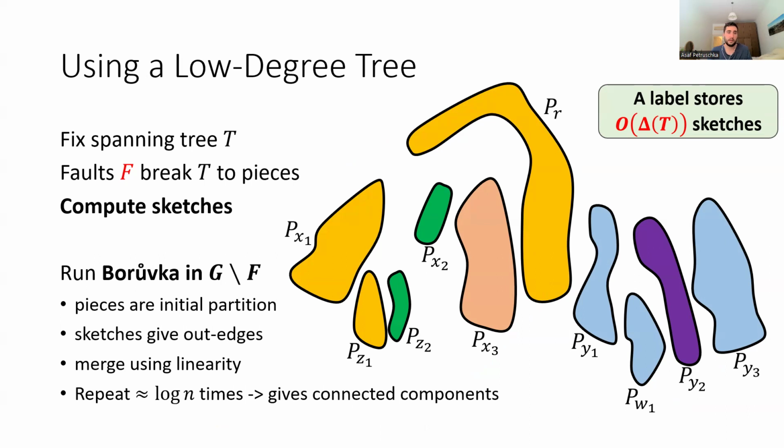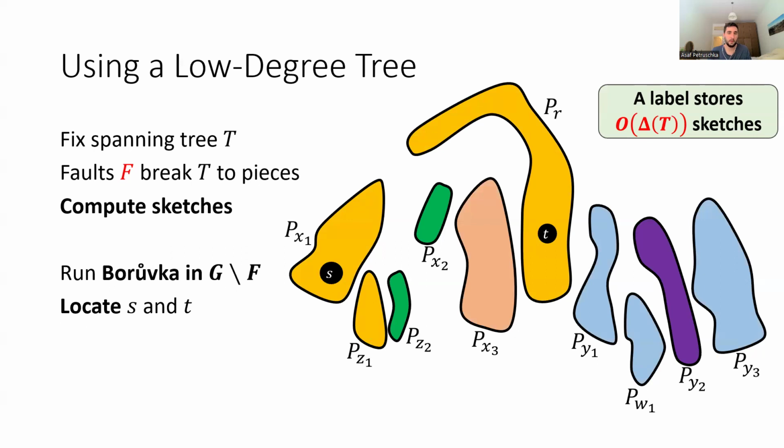And what we can do now is repeat this process roughly log n times, and then we can show that with high probability, the partition we end up with actually corresponds to the maximal connected components of G minus F. So let's assume in this example that the colors here already express these connected components of G minus F. The final step in order to answer the query is just to locate S and T within the original pieces, which is easy to do using standard tree labeling techniques. And then we simply see if these pieces ended up in the same big piece and answer the query accordingly. So in the example here, they ended up in pieces of the same color, meaning that S and T are connected in G minus F.